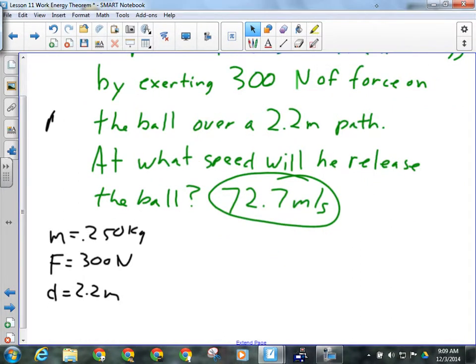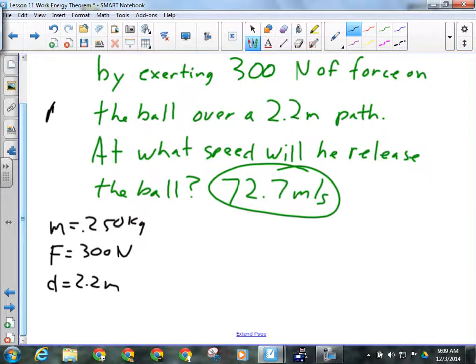Okay, so in this one, what kind of energy is changing? Kinetic energy is changing, right? Because how do we know that? Well, it's asking about speed. As soon as it's asking about speed, we know it's got to do with kinetic energy because that's the one that has to do with speed. All right, so we again have that work is a change in energy.